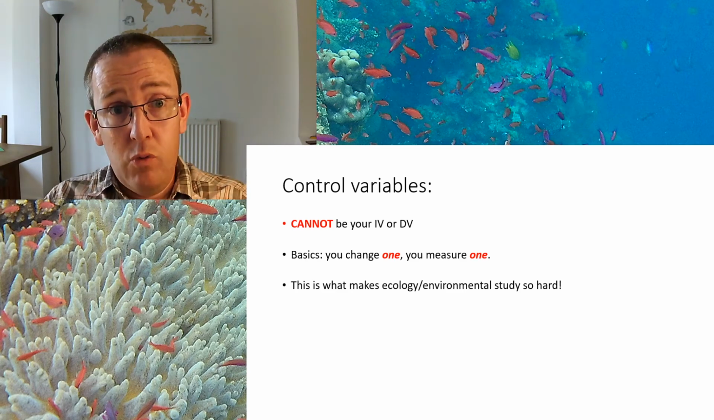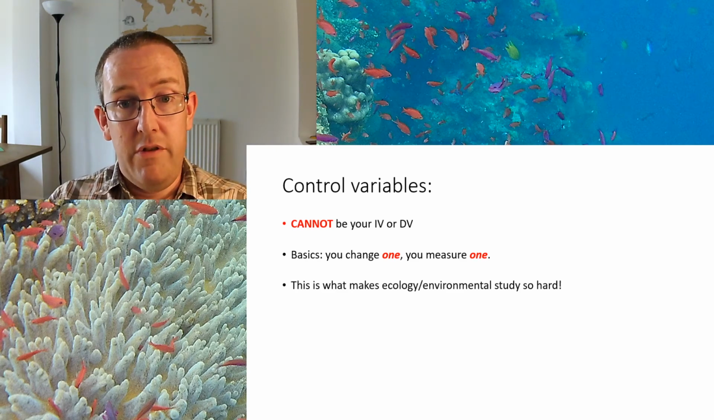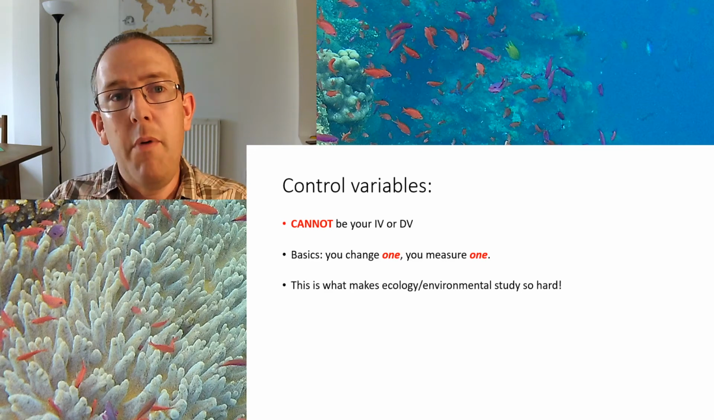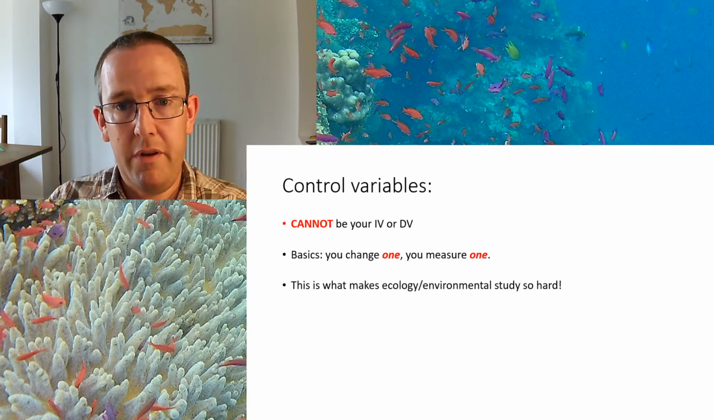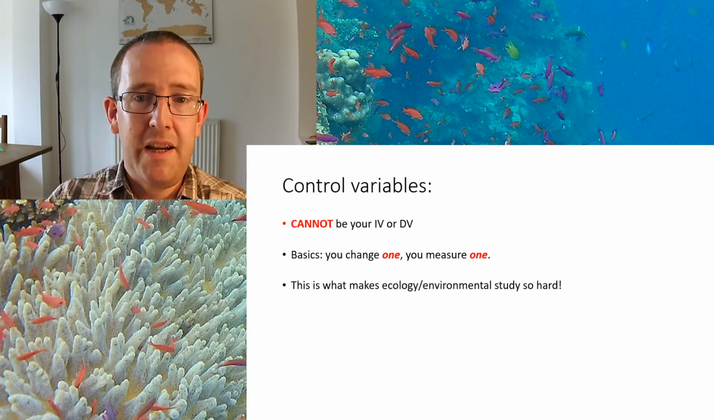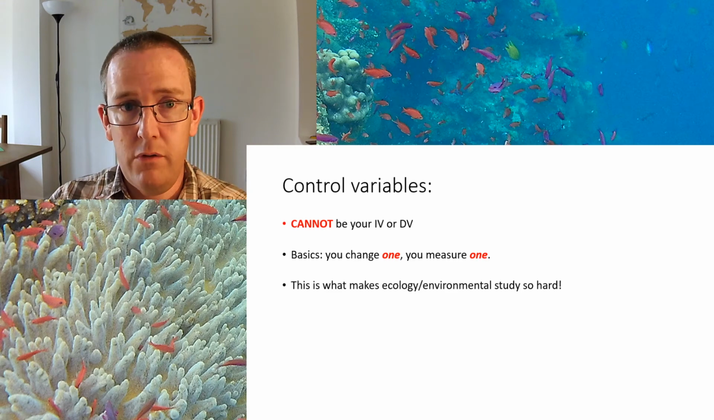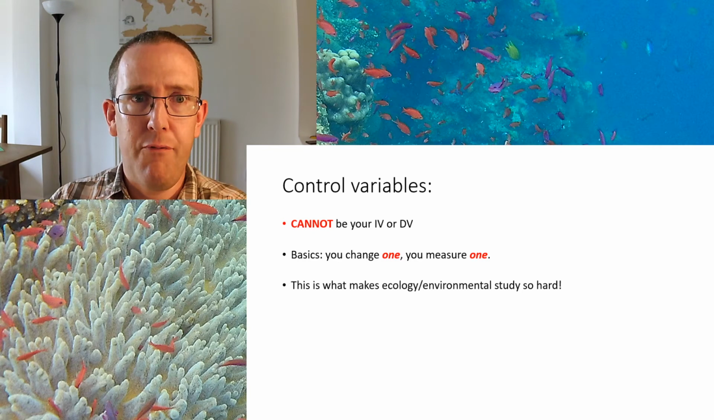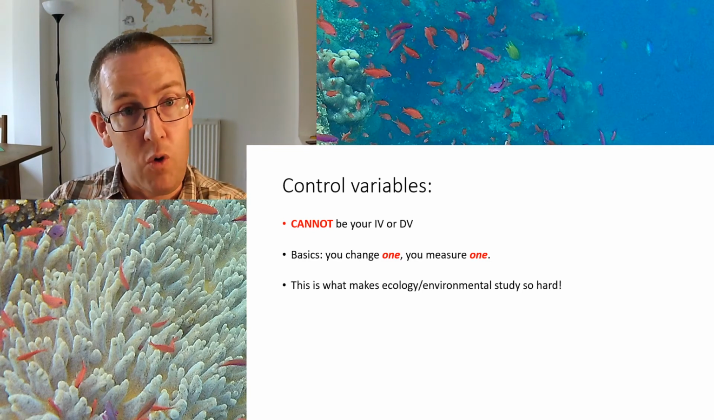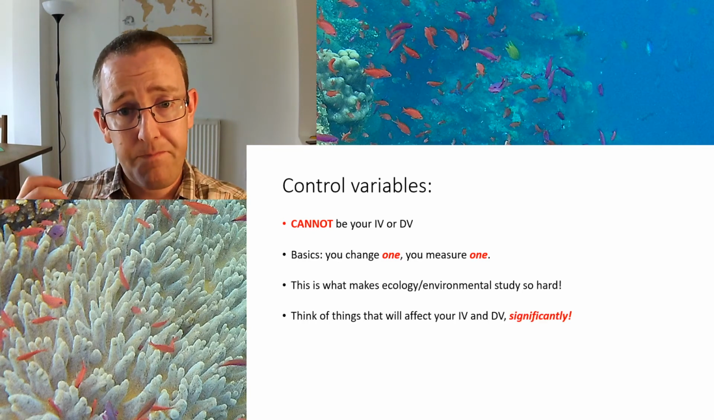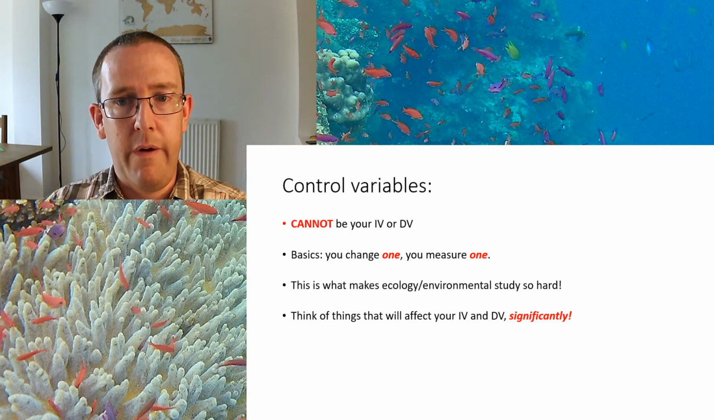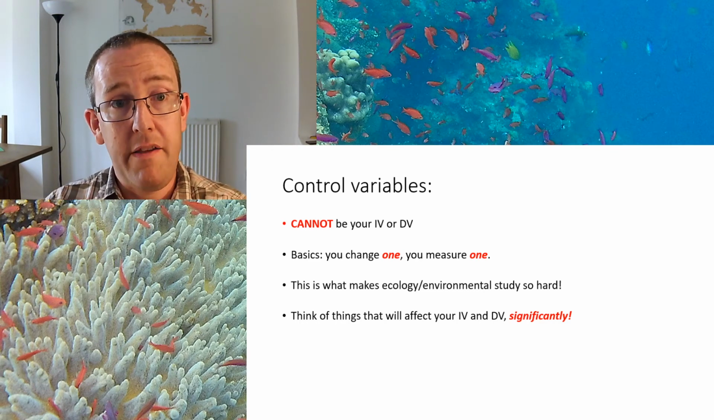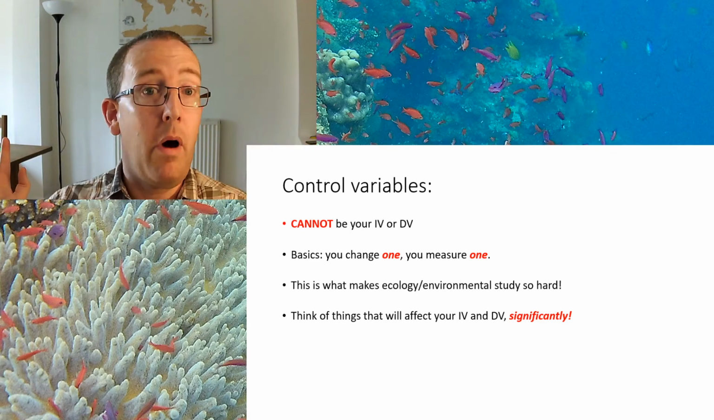Right. Now, I know it's really quite tricky in ecology to do this because you're out in the real world. There's so much stuff that changes all the time that you don't have any agency over. You don't have any ability to control. So it's what makes ecology and environmental study so difficult, is this methodology bit. It's why you need to be really careful about your referencing and about what you believe the scope of the thing you're going to do is. So you need to think of the things that will affect your independent and dependent variable significantly.